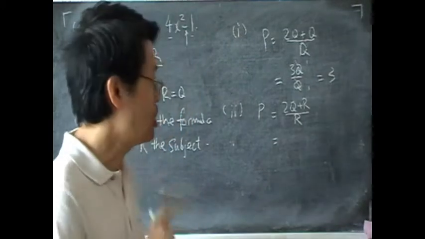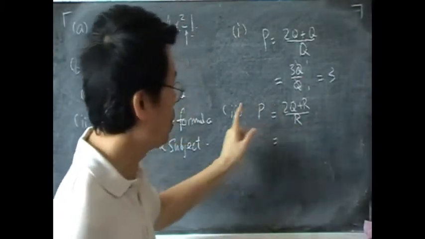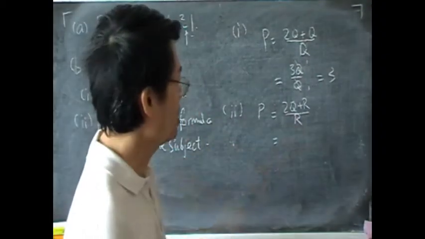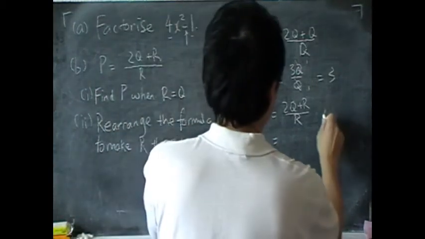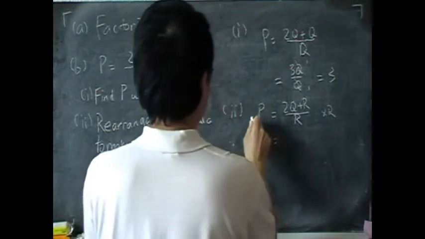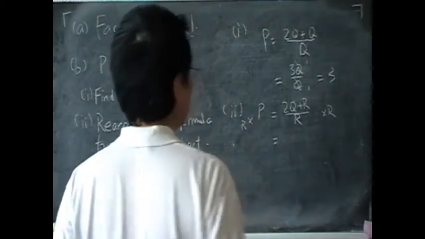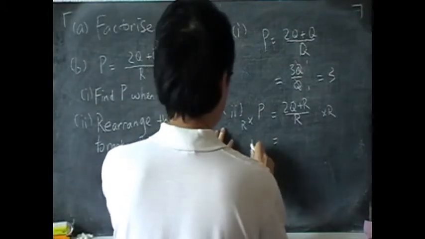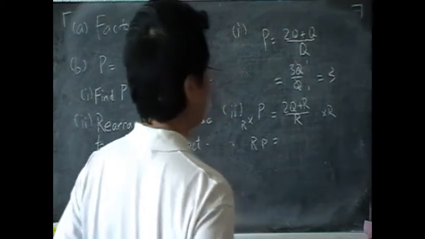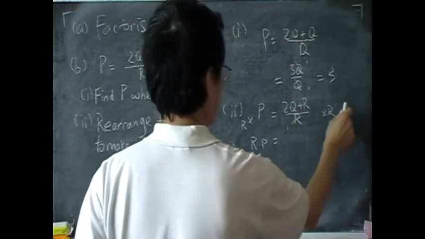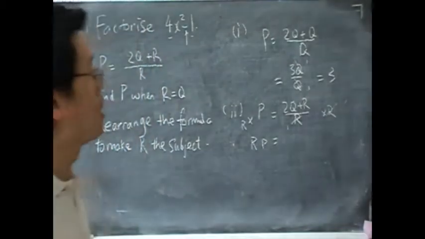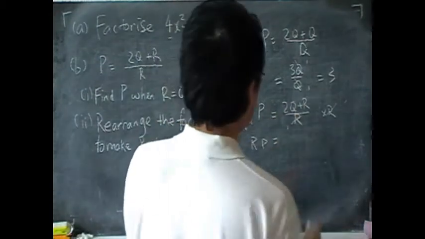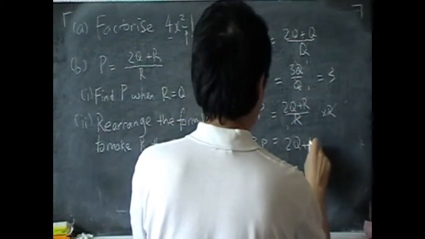And to get rid of the denominator, we should multiply both sides by the denominator. Now since the denominator here is R, I should multiply both sides by R. Now I have RP on the left, and on the right the R and the R cancel, and I'm left with 2Q plus R.